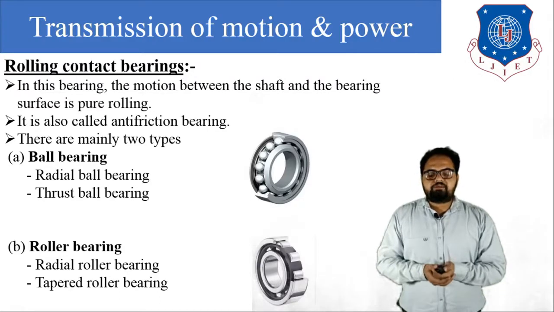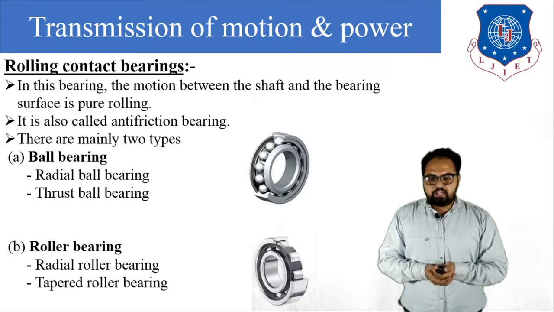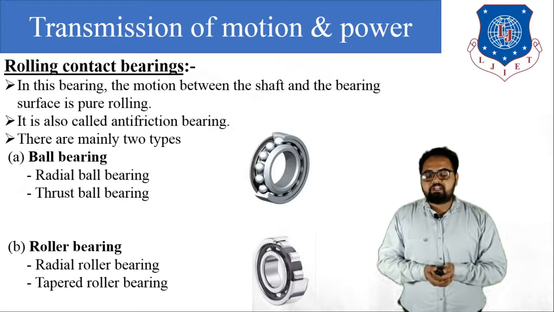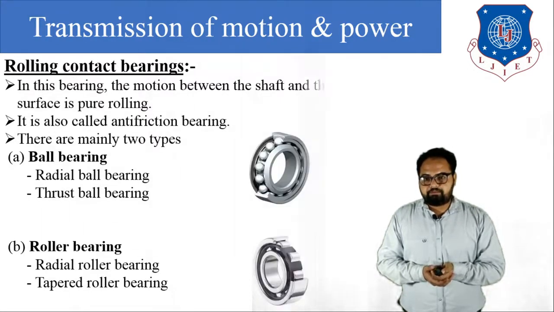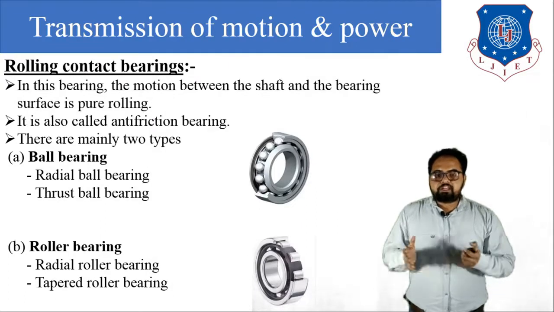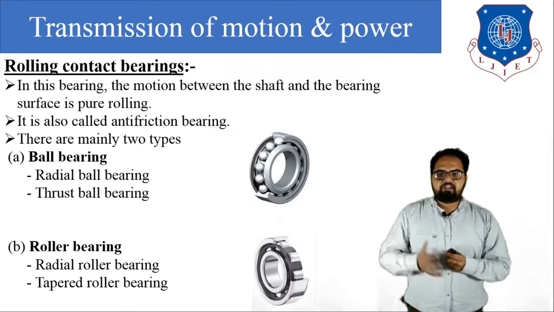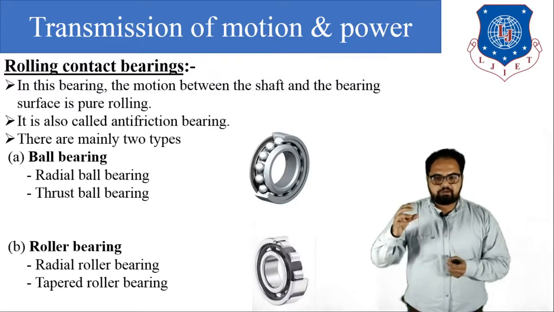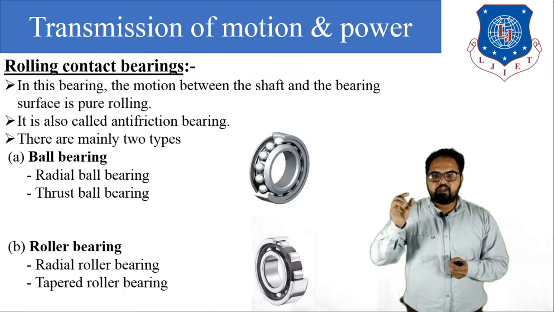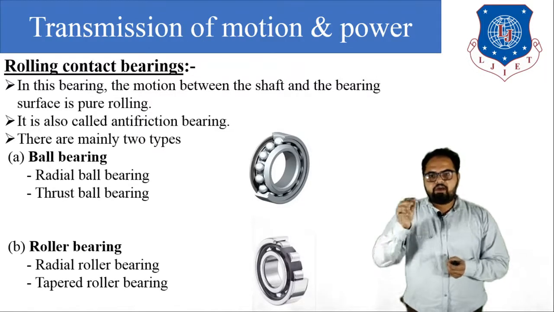The roller bearing is divided into two types: radial roller bearing and tapered roller bearing. A ball bearing consists of two things: first, the inner race, and second, the outer race. Between the inner race and outer race, a number of balls are fitted.